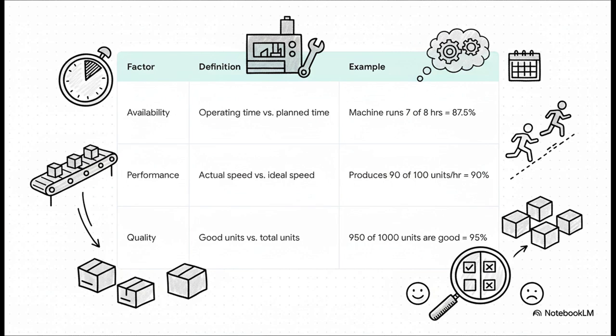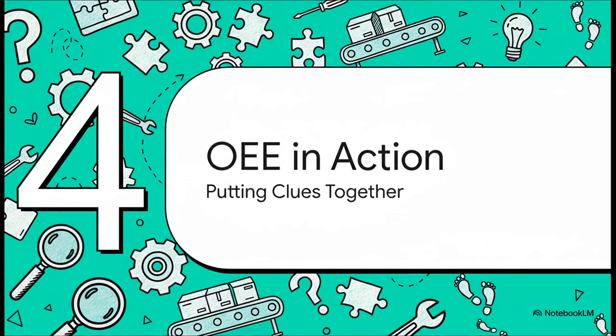If you make 1,000 units and only 950 pass inspection, your quality score is 95%. See? Each one tells a crucial part of the story. All right, part 4. This is where the magic happens. Let's put all these clues together.